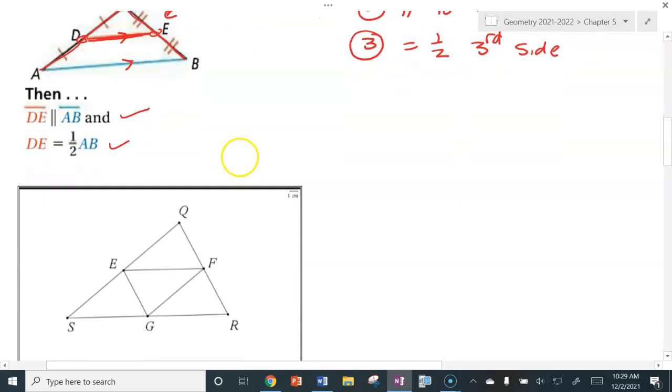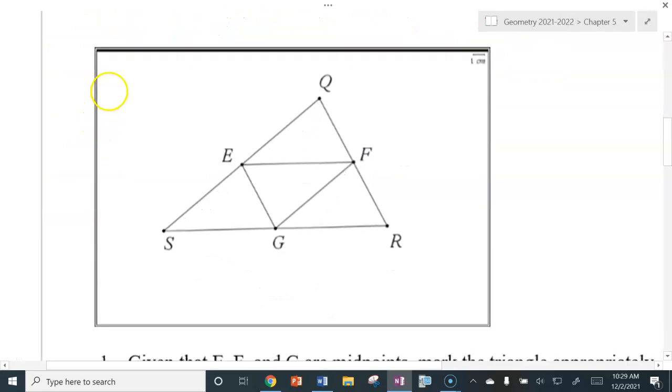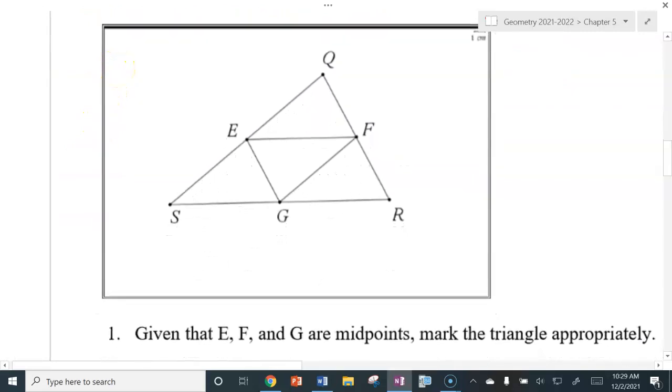So let's go ahead and do some triangle midsegments. First thing is we're given that points E, F, and G are midpoints. Mark the triangle appropriately. Since E is a midpoint, those two are congruent. And F is a midpoint, so those two are congruent. And G is a midpoint, so those two are congruent.